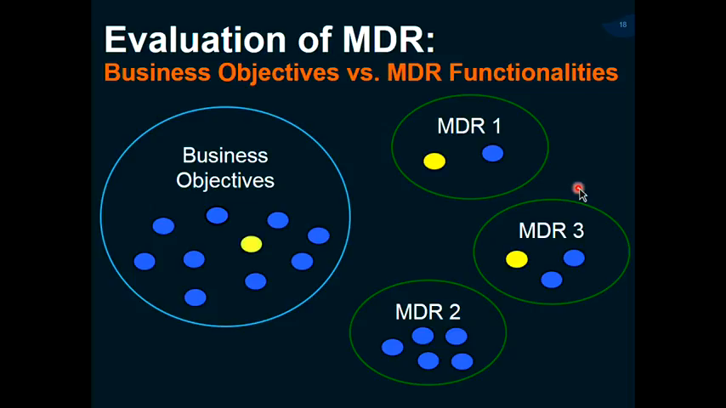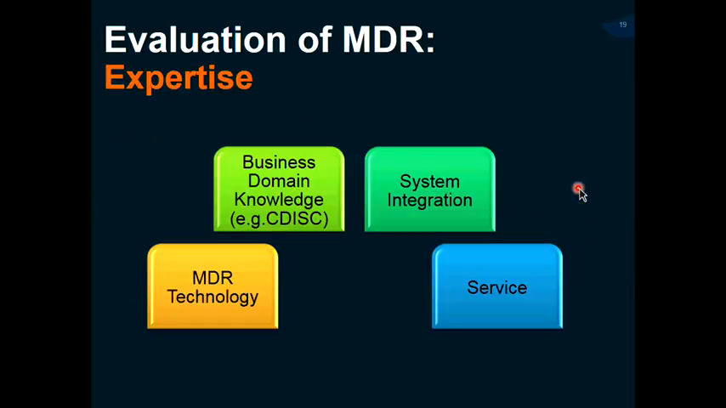And there are also some priority objectives, and some MDRs might have it, some MDRs might not have it. And also you have to consider the expertise level: MDR technology expertise and business domain knowledge such as CDISC, clinical trial artifact development, clinical trial process, and also drug development process. And then whether that MDR solution is able to integrate with the other systems. And also what kind of service you're going to get using the MDR.